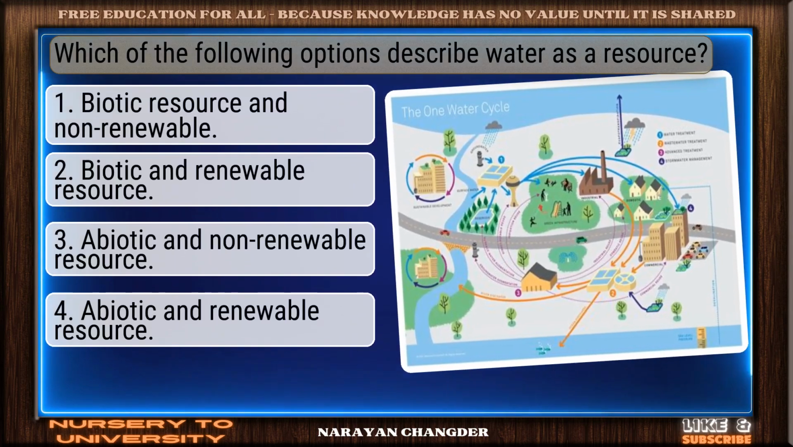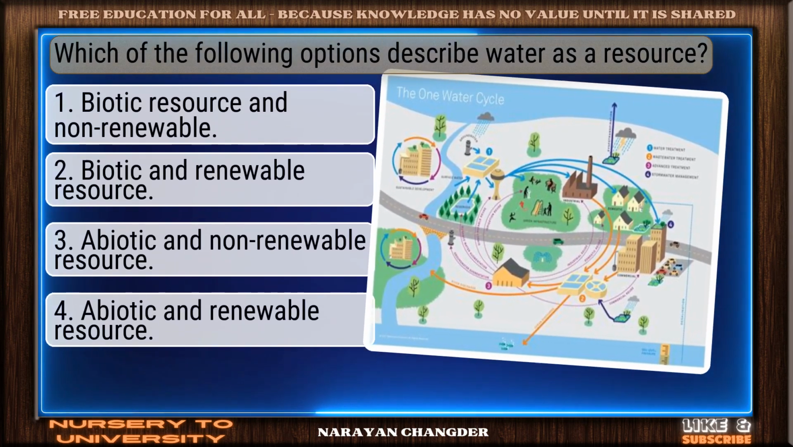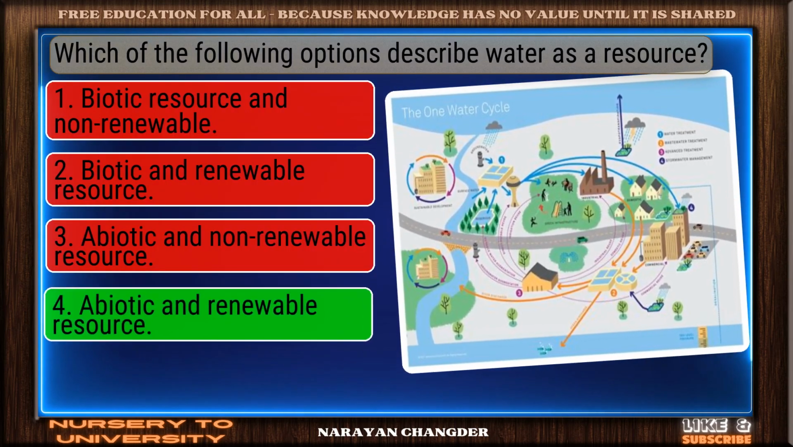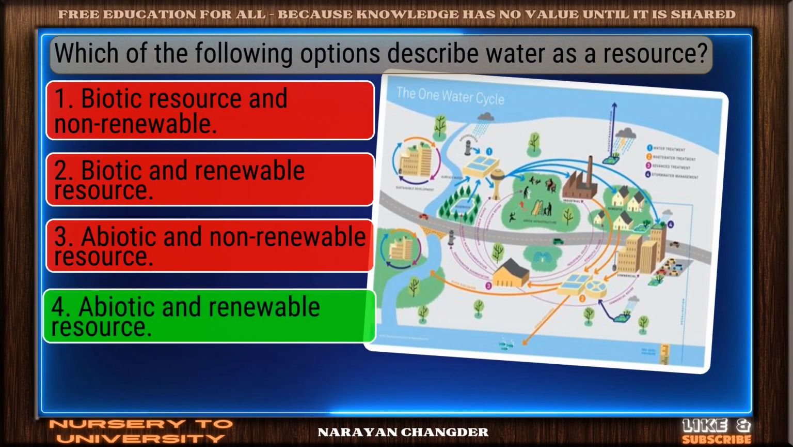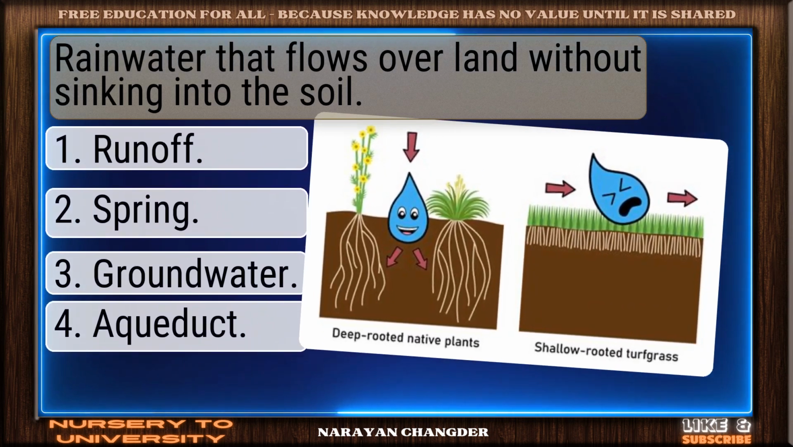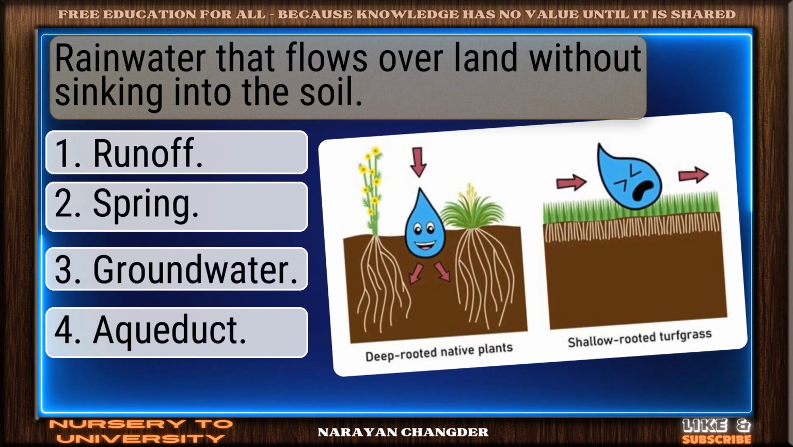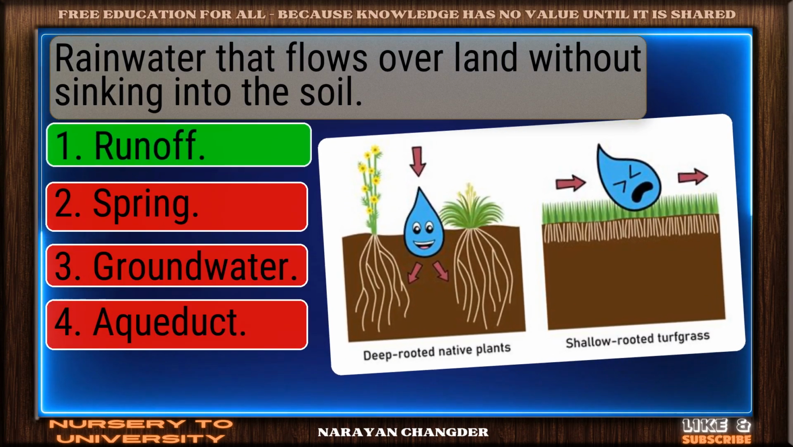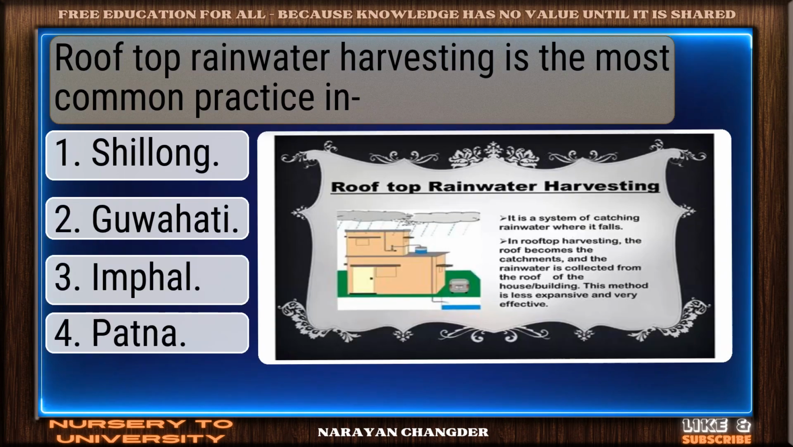Which of the following options describe water as a resource? Well reasoned. A biotic and renewable resource is correct. Rainwater that flows over land without sinking into the soil. Nice work. Runoff fits perfectly.